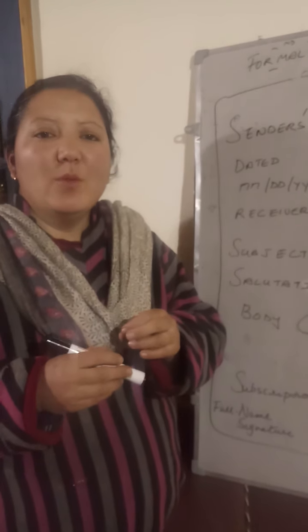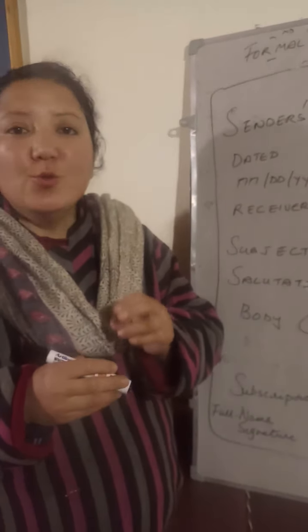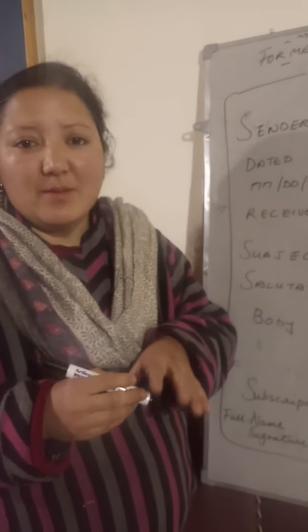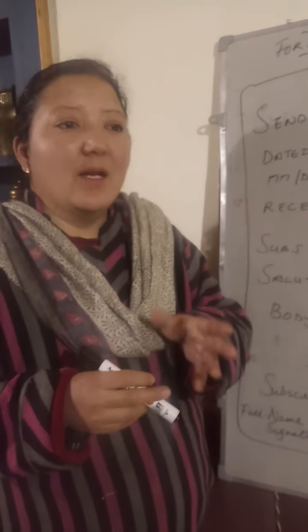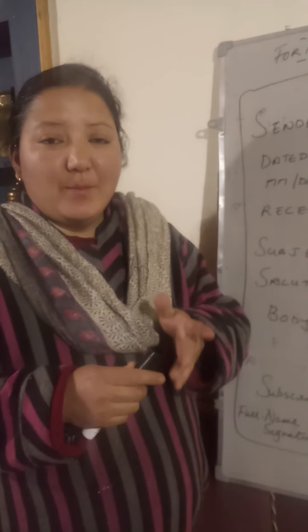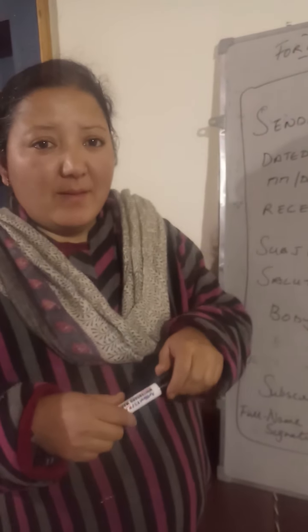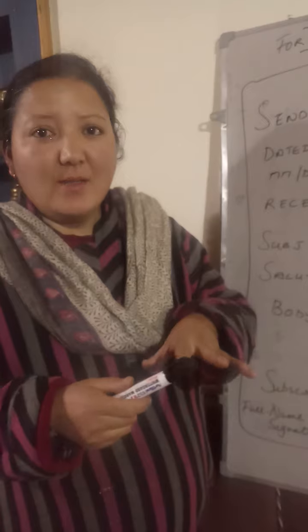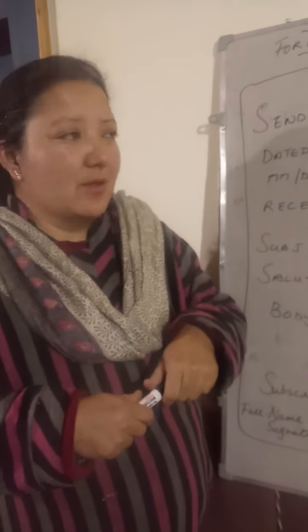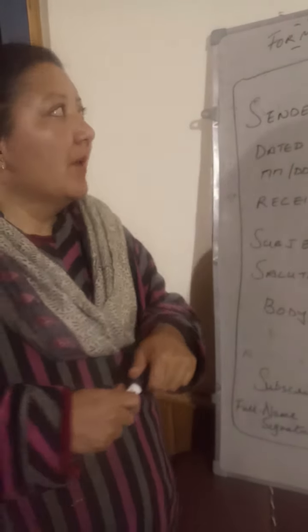So basically formal letters are work related only. You do not share any personal information. You cannot say, hi, how are you? I'm getting married, my sister is getting married, my cat died, my dog died. You do not share any kind of that information. It is work related only.